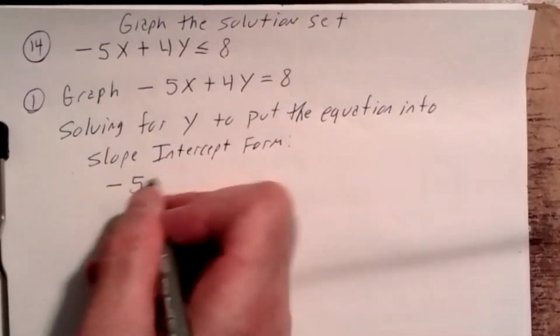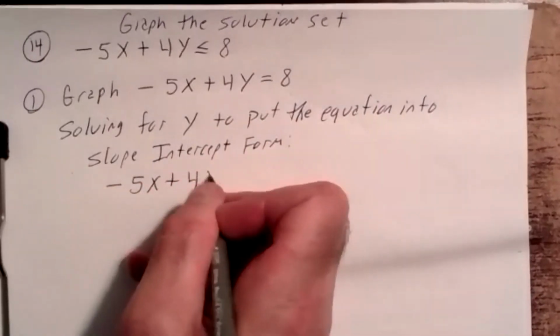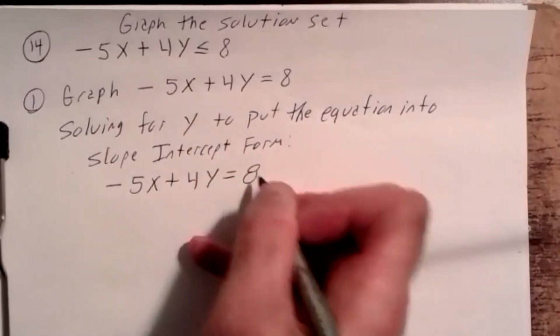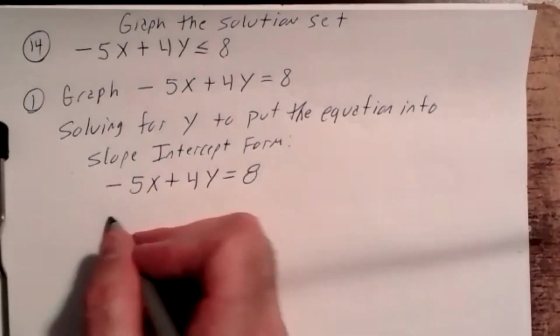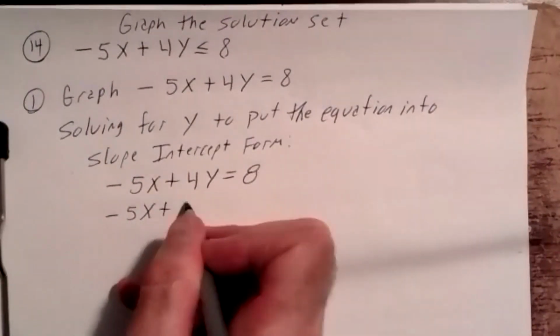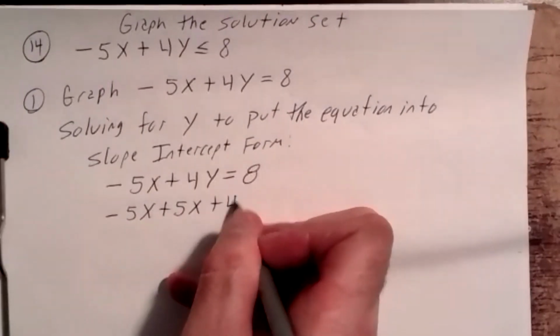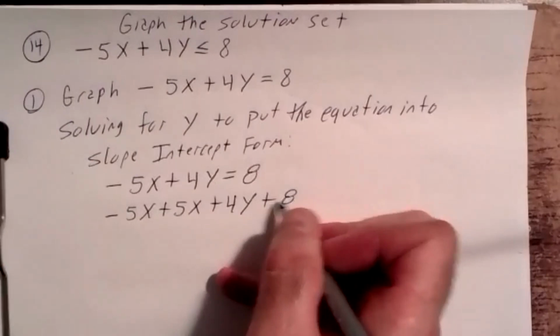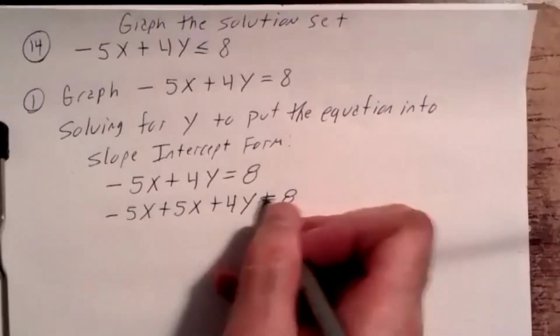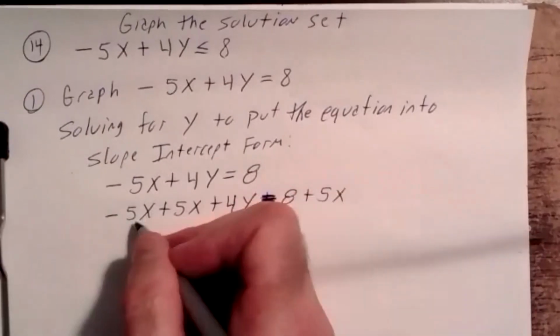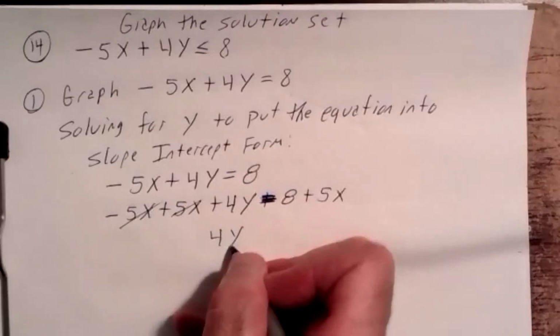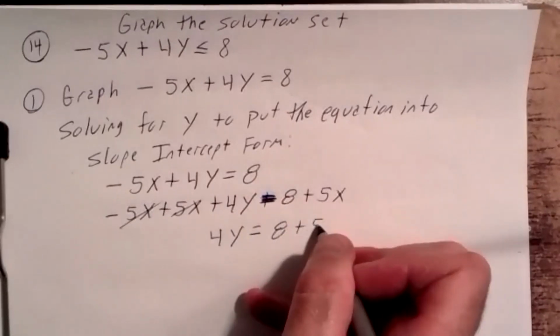How do we solve for y? Help me solve for y, anybody? Move the negative 5x to the other side. Well, I guess add plus 5x to both sides. Let's add 5x to both sides. That'll kick it over to the right, equals 8 plus 5x. So we add 5x to both sides. The 5x's drop out on the left, leaving you with 4y equal to 8 plus 5x.